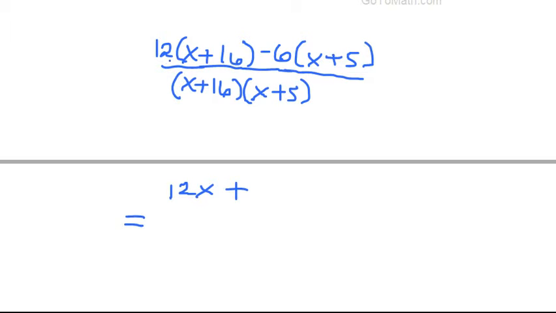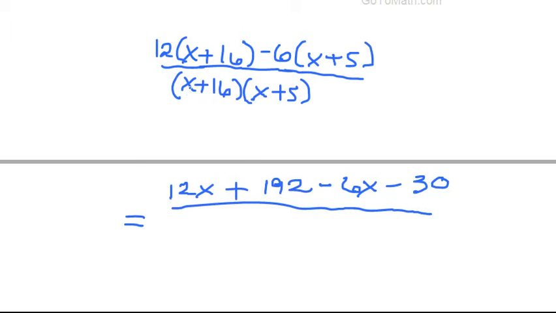12 times 10 is 120. 12 times 6 is 72, so 192. Minus, distribute, so 6x and minus 30. Alright. Over.